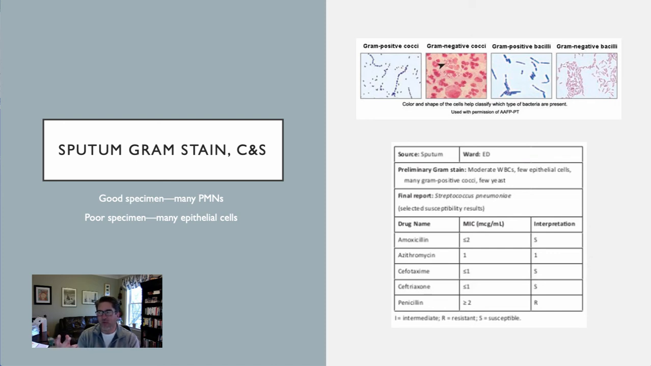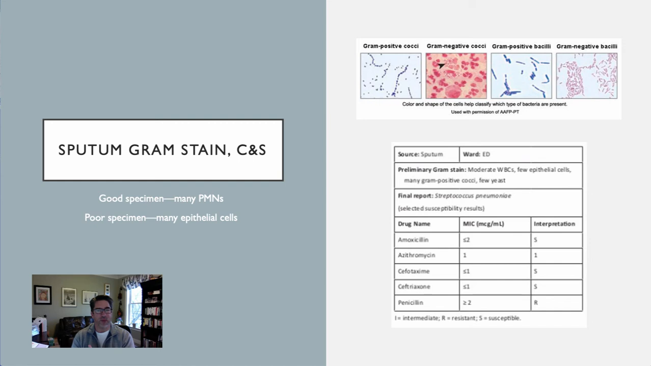So remember that the PMNs, or the macrophages that we find, live in the lungs. So if we get a specimen that has lots of PMNs and hardly any epithelial cells from the mouth, then that's really reassuring that we have a good specimen, right? So we can believe that the gram-positive cocci that are identified in that sputum culture are important pathogens. Make sense?